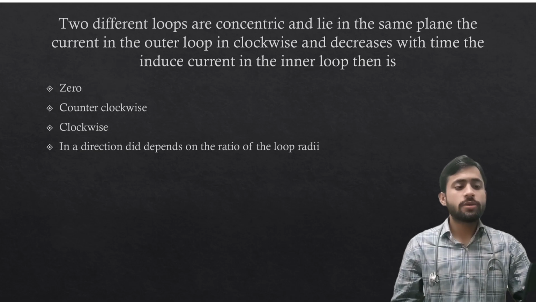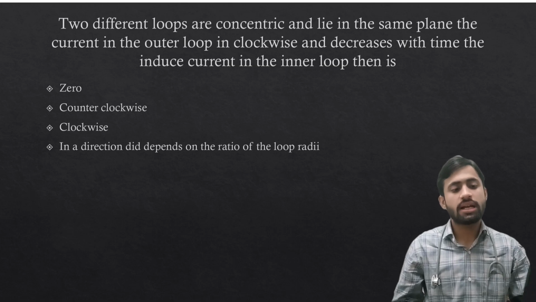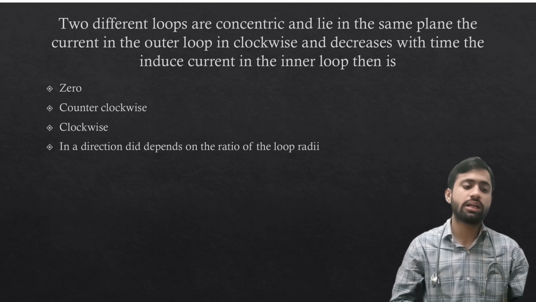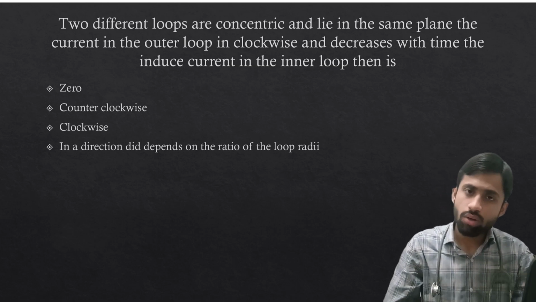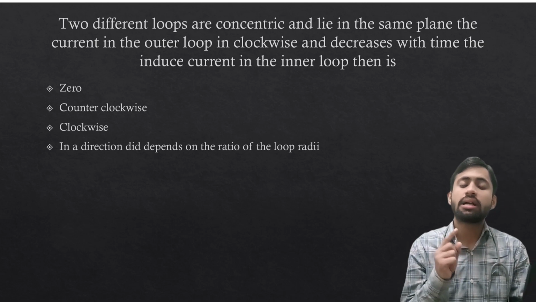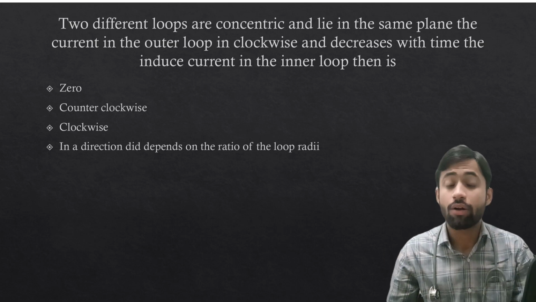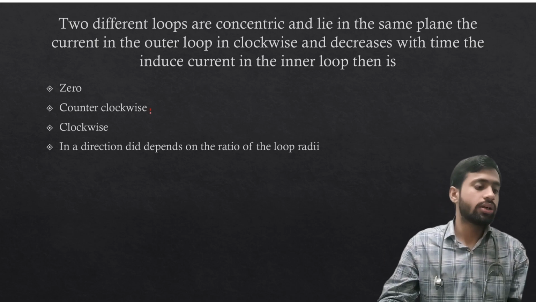Two different loops are concentric and lie in the same plane. The current in the outer loop is clockwise and decreases with time. The induced current in the inner loop is? Again, Lenz's law. If the current in the outer loop is clockwise, then the current in the inner loop will be anti-clockwise in order to oppose it and not to attract it.